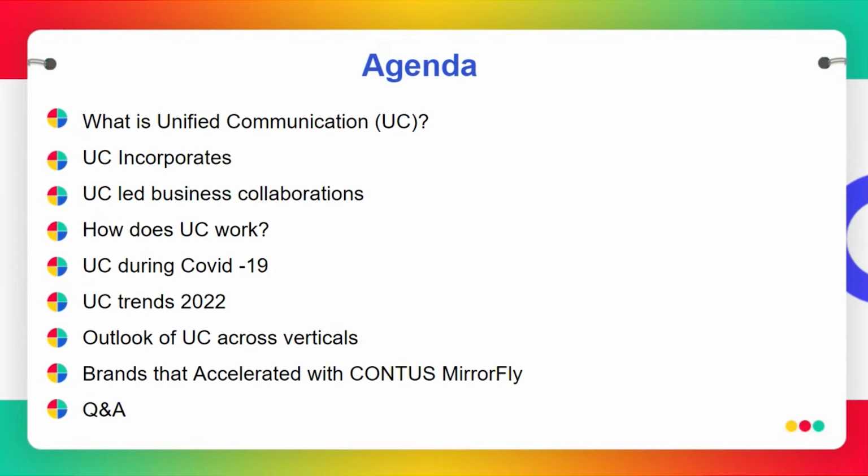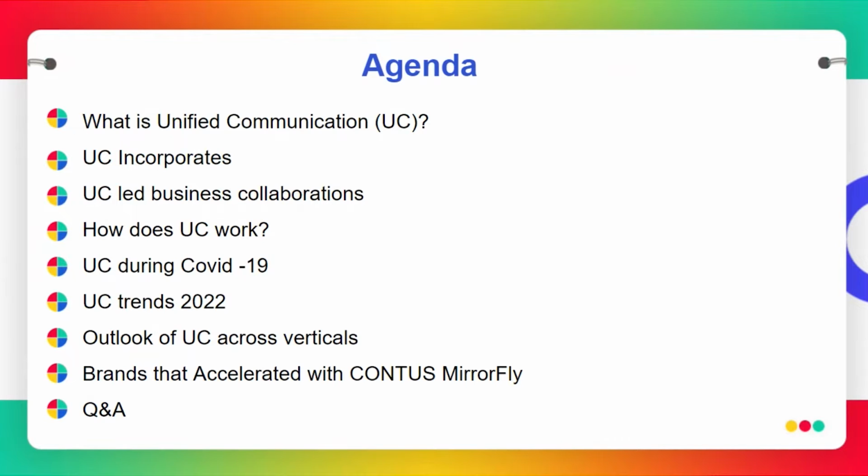Unified communication is not a standalone piece. You have an option to integrate any type of your application based on your business needs. And the third one is how unified communication gets collaborated with your business, and how it works in your real-time market as well as your business needs.